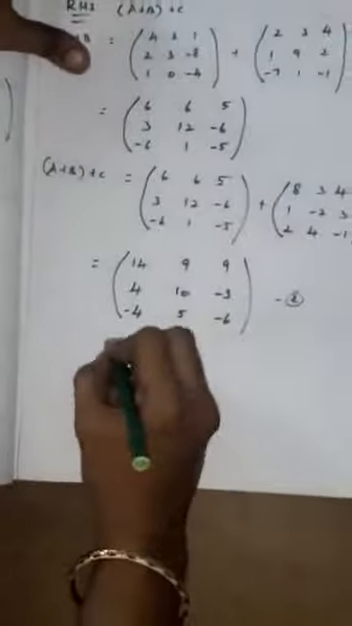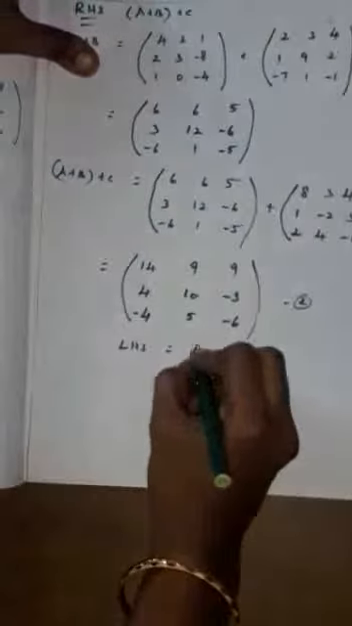This one is the right hand side answer. You see the LHS and then the RHS: 14, 9, 9. 4, 10, -3. Third row -4, 5, -6. So LHS equals RHS. So it is verified.